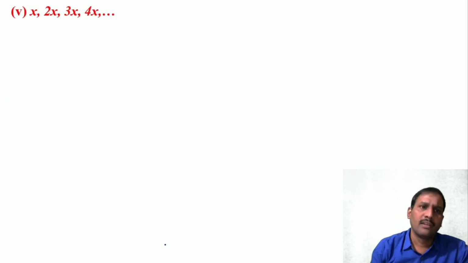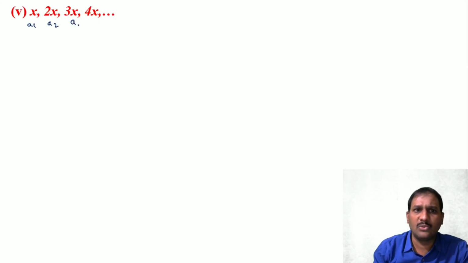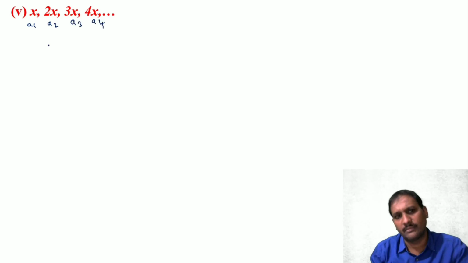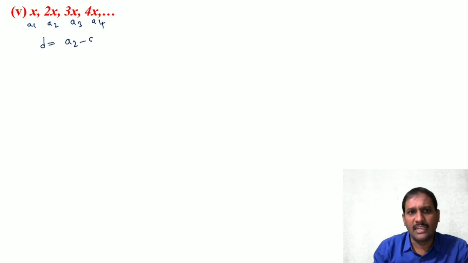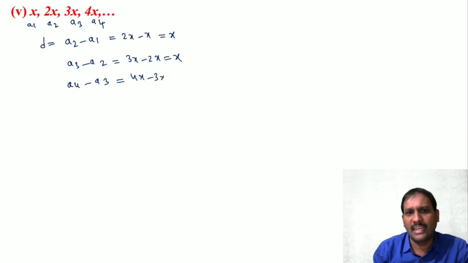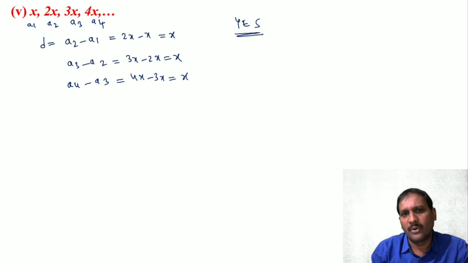Okay, next. So here x, 2x, 3x, 4x. Let us call them A1, A2, A3, A4: first term, second term, third term, fourth term. So let us find d. a2 minus a1 is 2x minus x, that is equal to x. a3 minus a2, 3x minus 2x, that is also equal to x. a4 minus a3, that is 4x minus 3x, that is also equal to x. Therefore, it forms an arithmetic progression with a common difference x. Next.